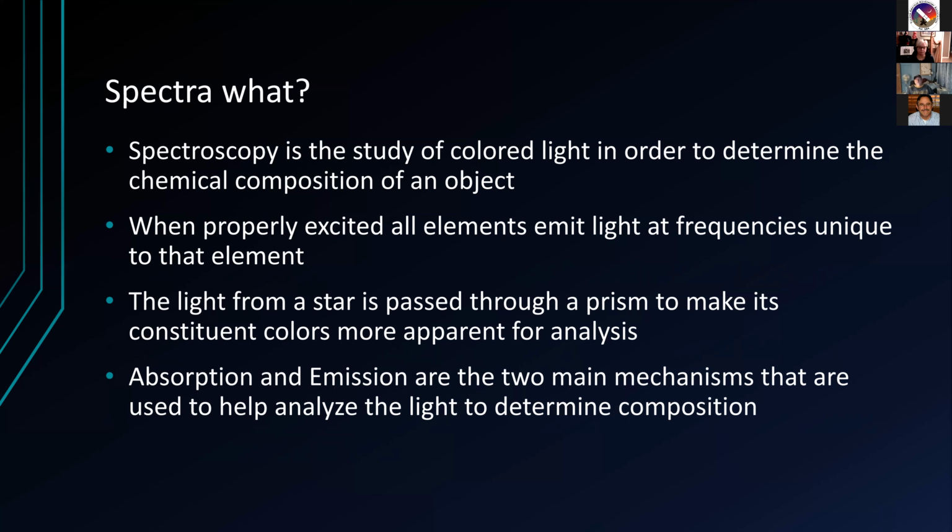Most astronomers will take light that they are collecting through their telescopes and pass it through a prism or a beam splitter, depending on how much money you have to throw at your instruments, and shine that onto a detector in order to capture the individual colors. Not much difference there. The two main ways that we detect and analyze these colors are using absorption lines and emission lines.